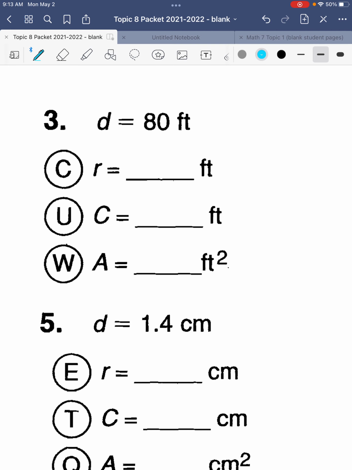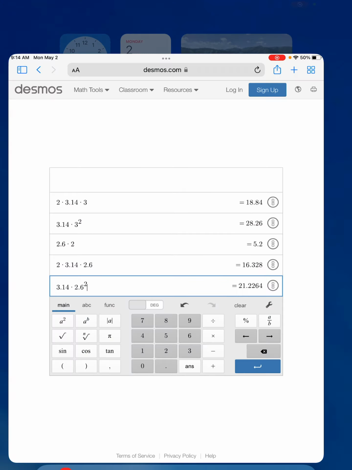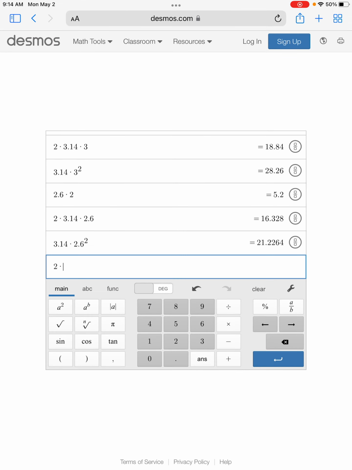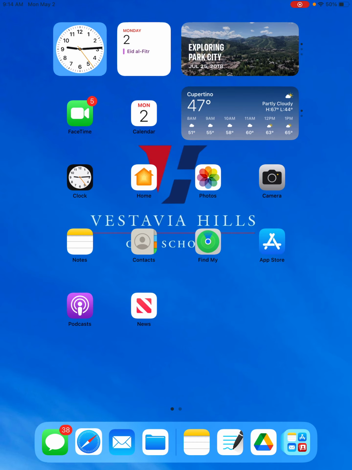Okay, let's move on to number 3. So we have a circle with a diameter of 80 feet. What would my radius be? Well, my radius would be half of that. So 80 divided by 2 is 40 feet. Now to find the circumference, it doesn't matter what formula you use, 2 times pi times the radius, or pi times the diameter. Both work. So let's do 2 times pi times the radius. So we have 2 times 3.14 times 40 as our radius, and I get 251.2.